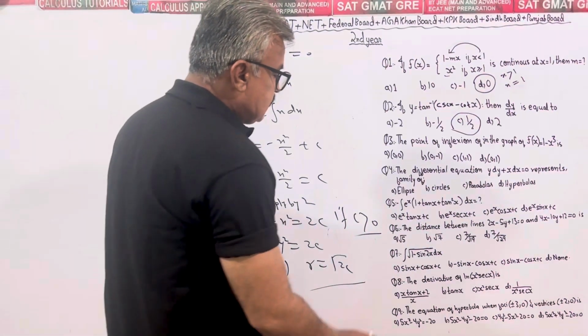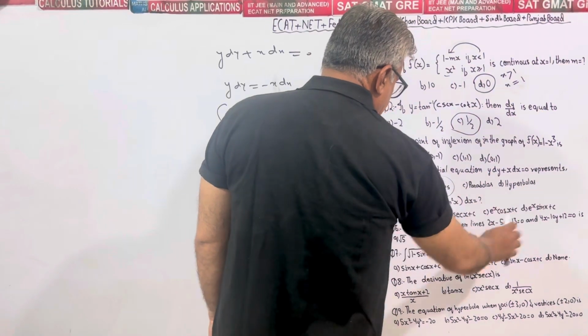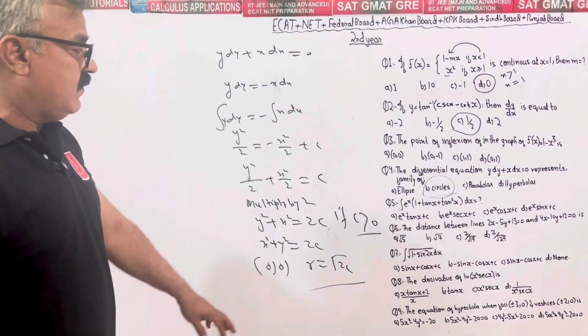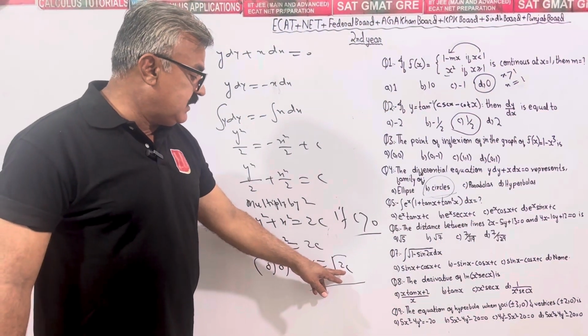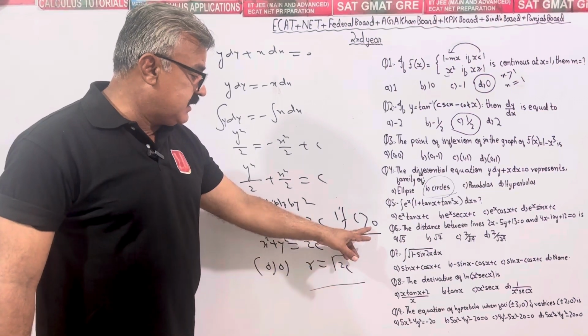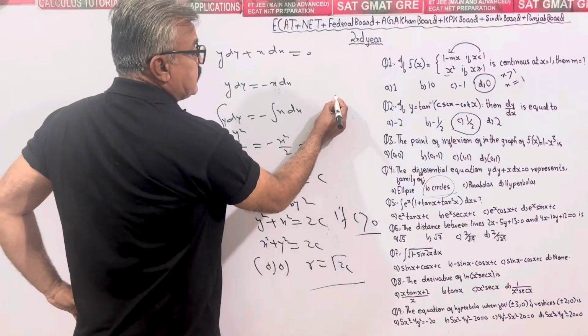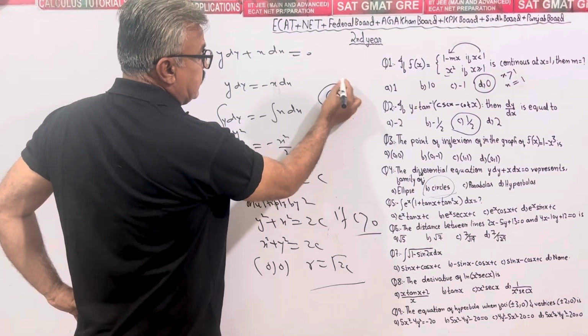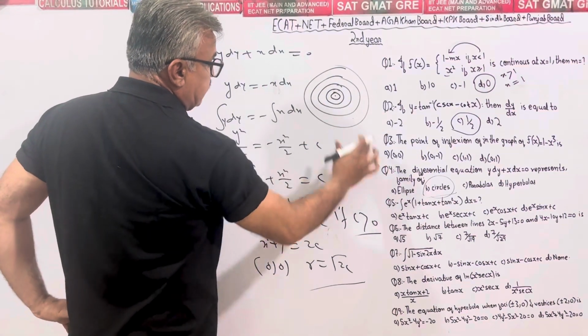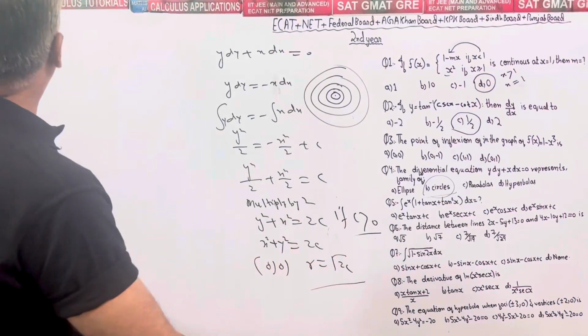The solution of this differential equation represents a family of circles. Keep on changing the value of c. c must be greater than 0, positive. It gives us a family of concentric circles having center at origin.